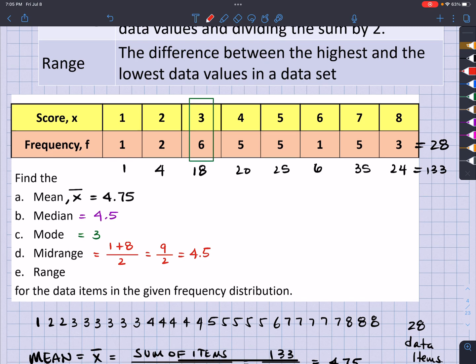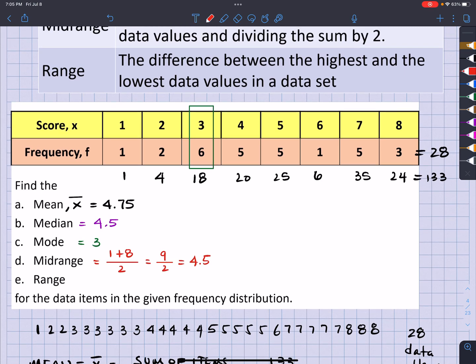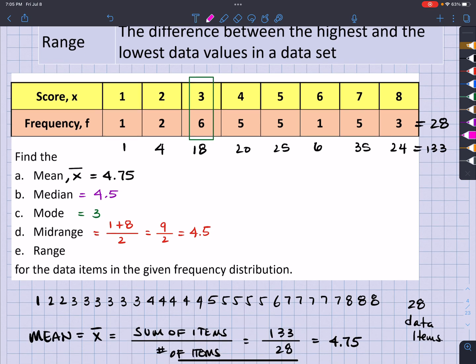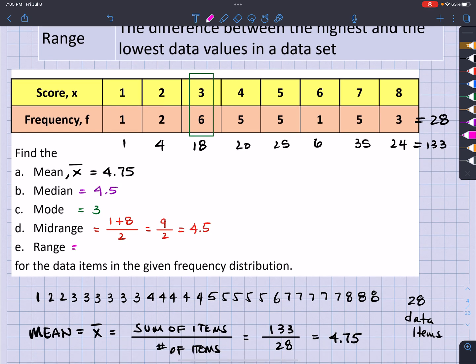And then the range is what? The difference between the highest and the lowest data value. What's the highest data value? 8. What's the lowest? 1. So the difference of that would be 7. So the range here is 7.